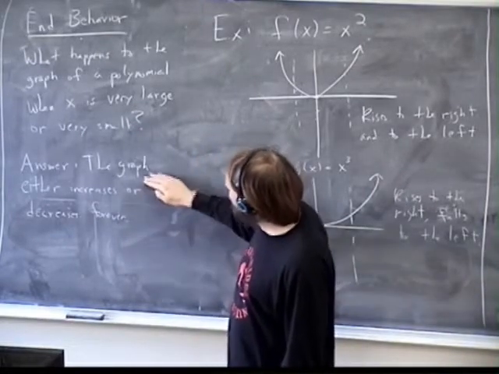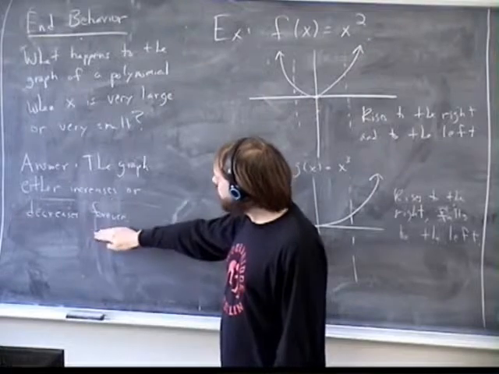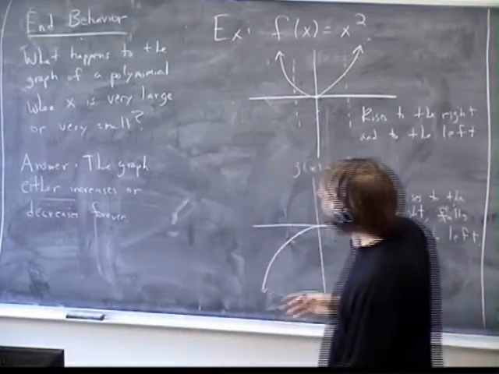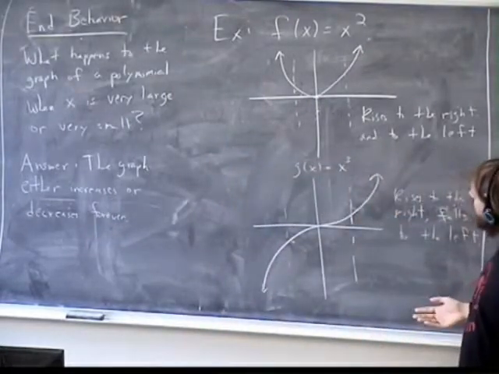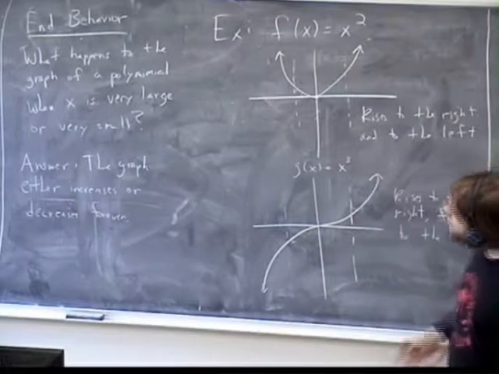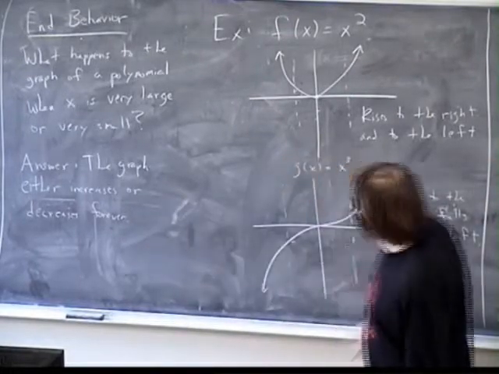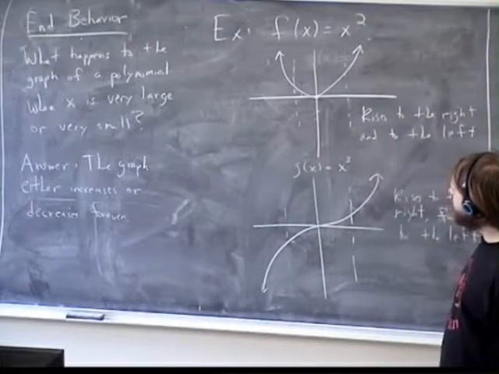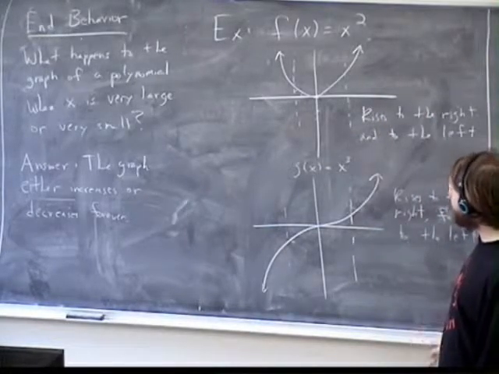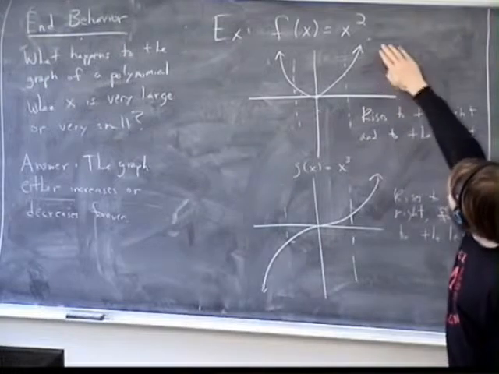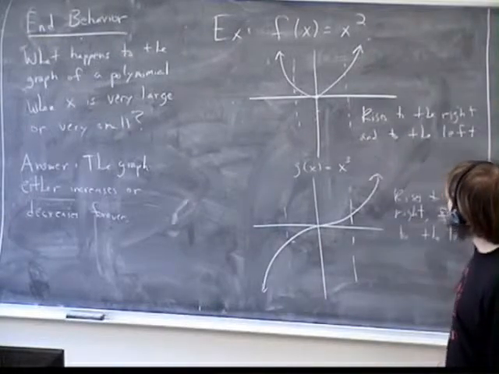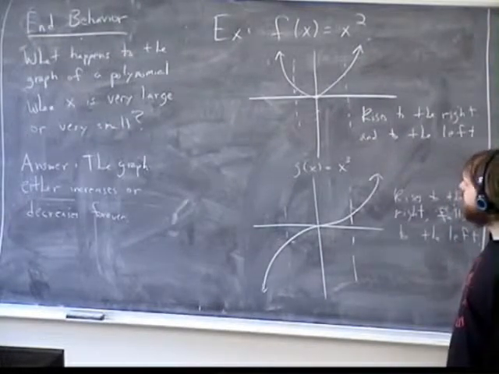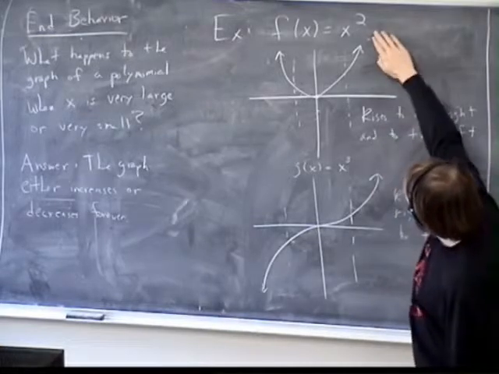And the answer is the graph either increases or decreases for the entire time. Now this is very specific to a polynomial, but this is true of all polynomials. And so we can see these two examples, which will turn out to be typical examples. So everything is sort of modeled on either x squared or x cubed. And I'll explain what that means later. But for now, we'll just look at x squared.